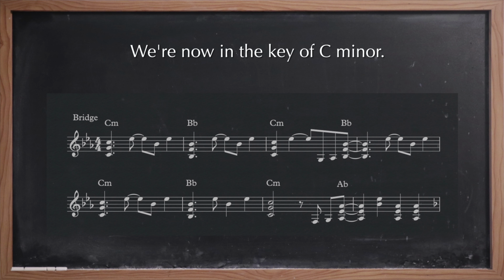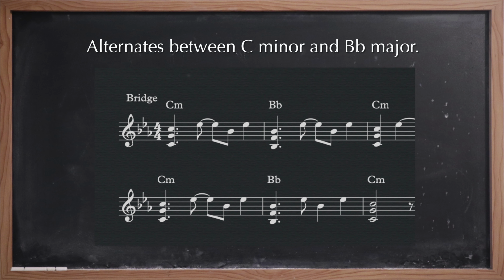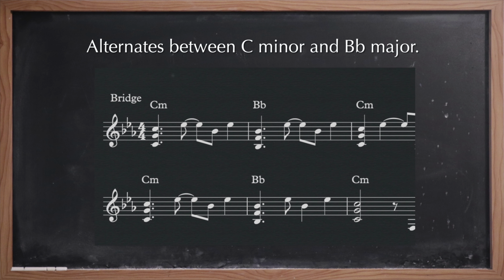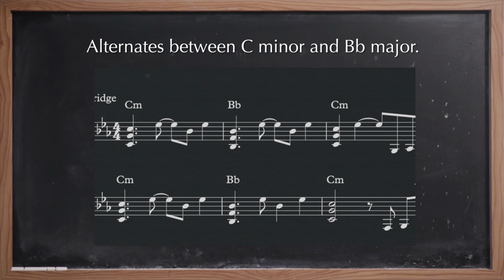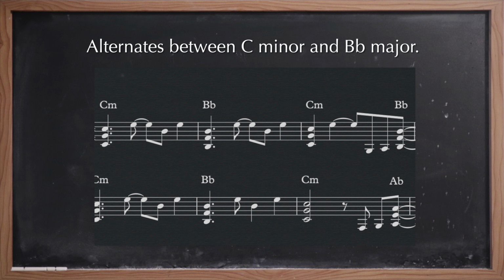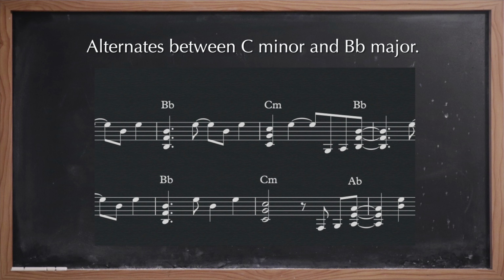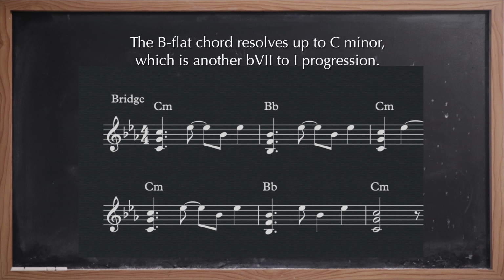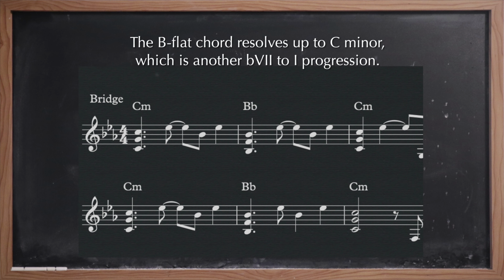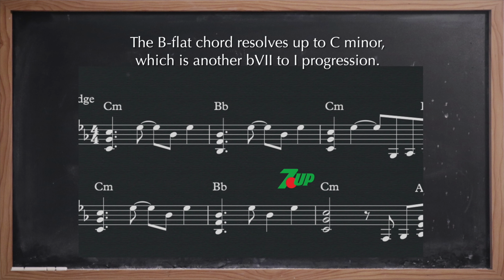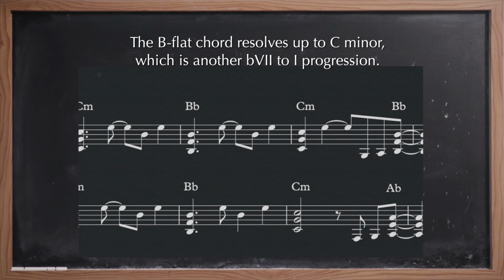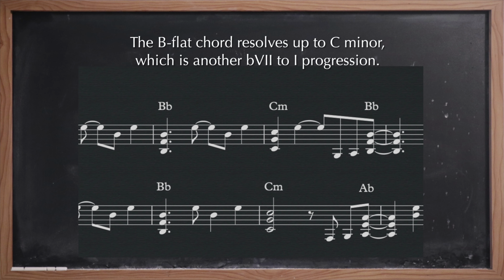This leads us to the next part, which is the bridge. And in this section, we've modulated to C minor, meaning that the key has changed to C minor temporarily. This bridge is fairly simple because it just mainly alternates between a C minor chord and a B flat major chord. But once again, the B flat keeps resolving up to the C minor, and that is another 7 up because B flat is the flat 7th chord in the key of C minor.